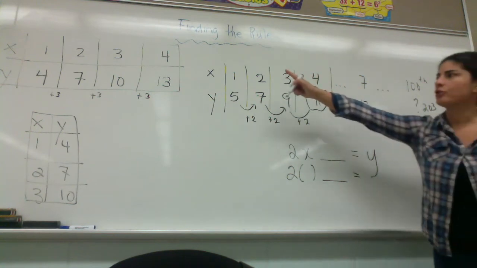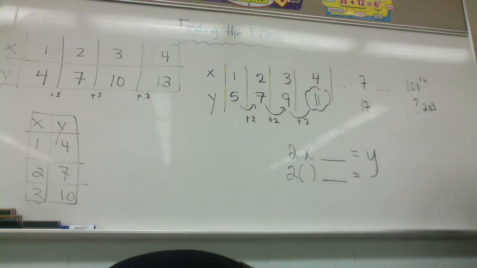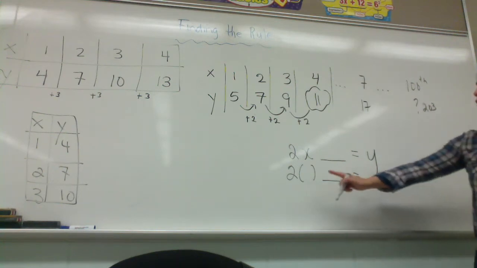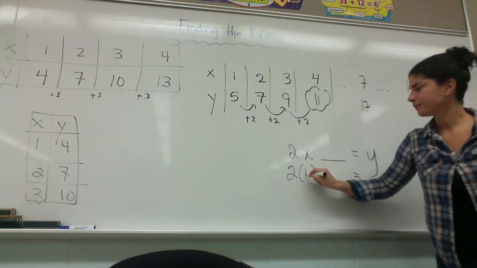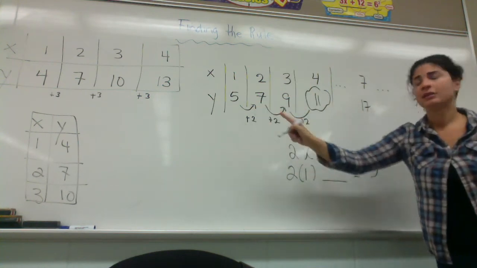So which one are you going to choose, 1 and 5? Can we choose 1 and 5? We're evaluating. We're replacing the variable by the value. We're going to choose 1 and the 5.